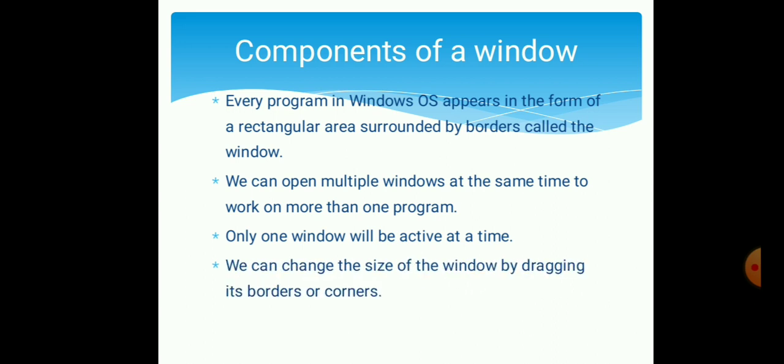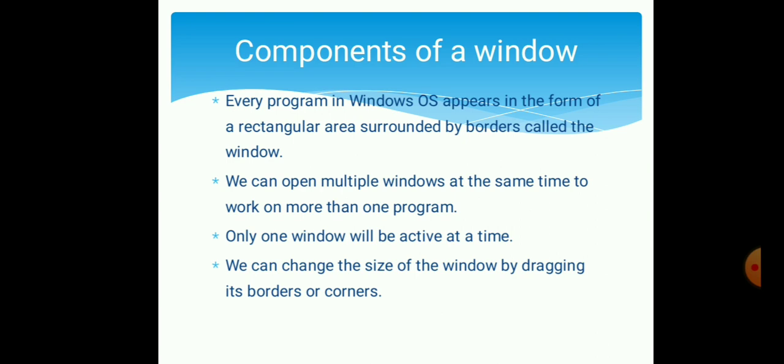And we can change the size of the window. You can make it smaller or bigger by dragging the borders or corners. We know the corners are the end of the program, the border of the program. If you click there and drag it somewhere else, you can minimize or maximize the size. So we can work in many programs, but at a time one window will be active.